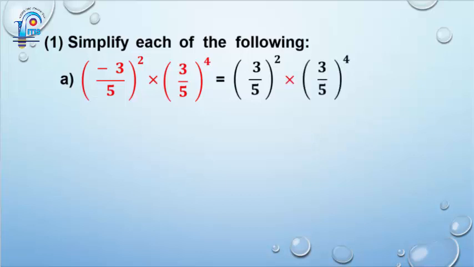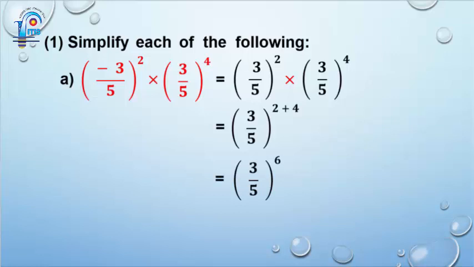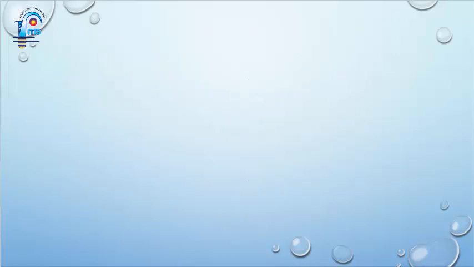Now I have the same base. Multiply. I have the same base, I add the powers. Then 3 over 5 to the power 2 plus 4 equals 3 over 5 to the power 6. Distribute the power, then equals 3 to the power 6 over 5 to the power 6.